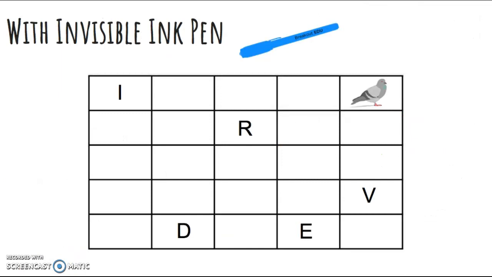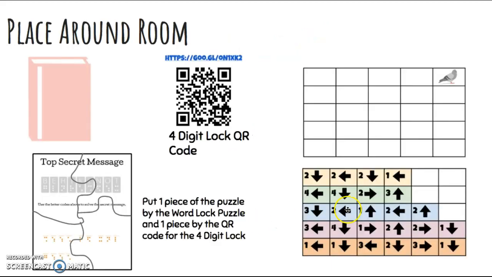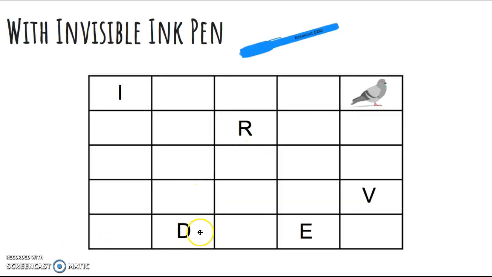With your invisible ink pen, for this lock, you'll want to write in the cells the letters D, R, I, V, E. This correlates with the directions that are given here that will be printed out. When you print them out, cut them out so the color squares stay together. So for example, the pigeon would go 2 down, 2 left, 2 down, and 1 left, and that would be the letter D that you saw on the last slide.